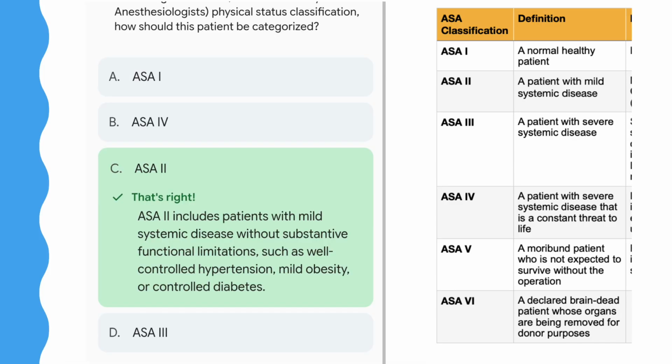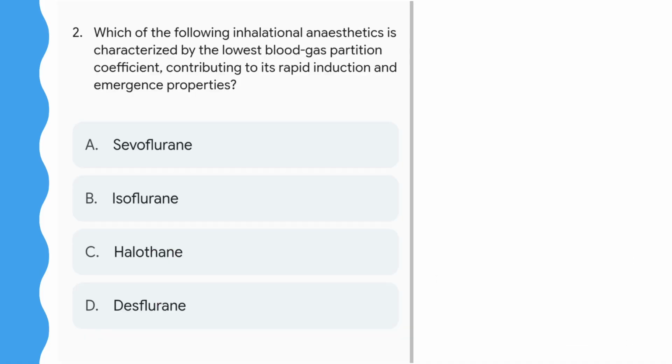ASA2 includes patients with mild systemic disease without substantive functional limitations, such as well-controlled hypertension, mild obesity or controlled diabetes. Next question. Question number 2.